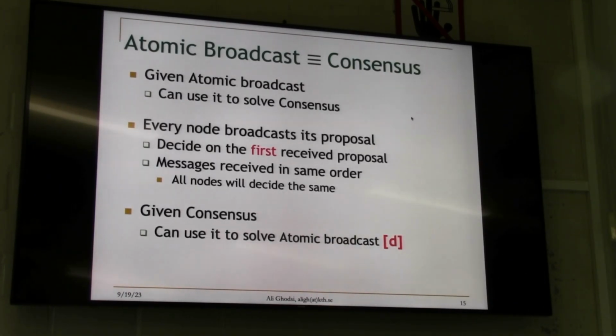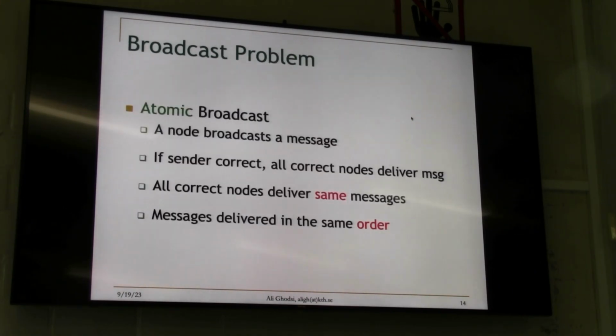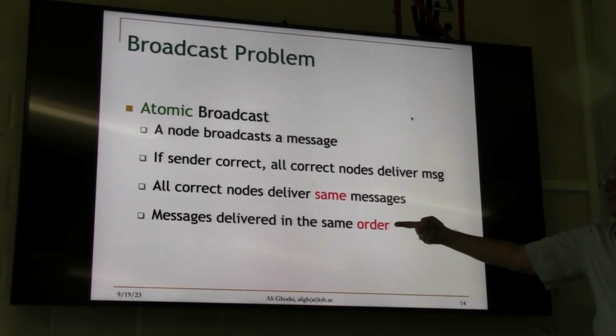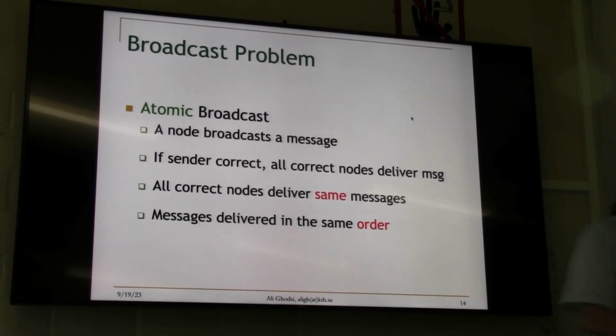How do I do that? What do you think? Anybody have an idea? How can I implement atomic broadcast? Well, you have to think, what is special about atomic broadcast? What is the thing that makes it strong and special? The real special thing is this: messages are delivered in the same order. That's what's special about atomic broadcast.